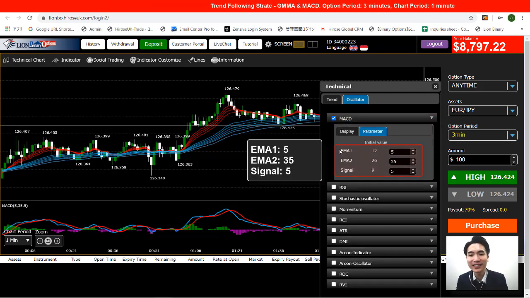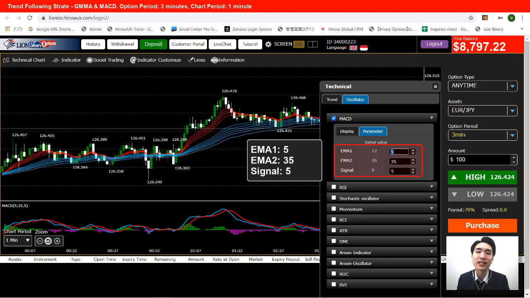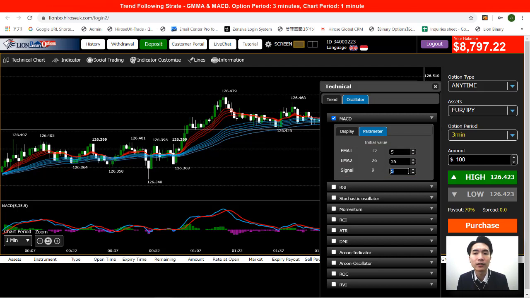For the parameters here, we're using 5, 35, and 5. So again, EMA 1 is 5, EMA 2 is 35, signal is 5. Now after we get this done, we can close the technical indicators window.